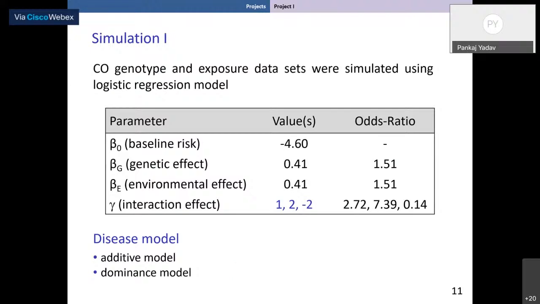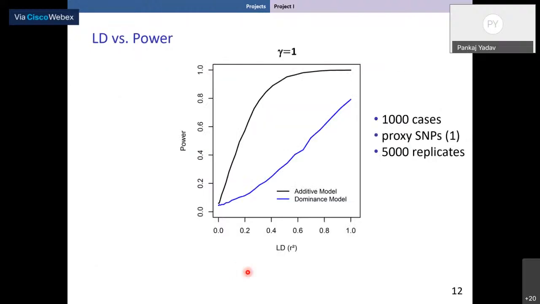So this was the simulation setting for this purpose, and then I want to show you some results from the simulation. It's quite interesting. As you see, on the horizontal axis we have the LD. Just for simulation, we don't need two proxies; we just simulated one proxy. If we establish that it works for one proxy, then it can be extended for the other proxy SNPs also.